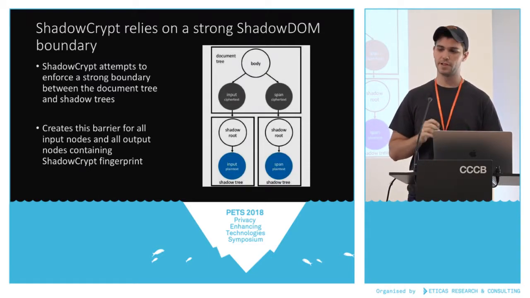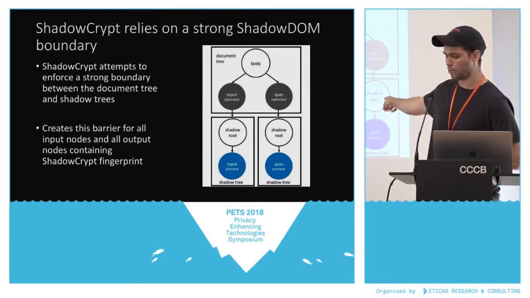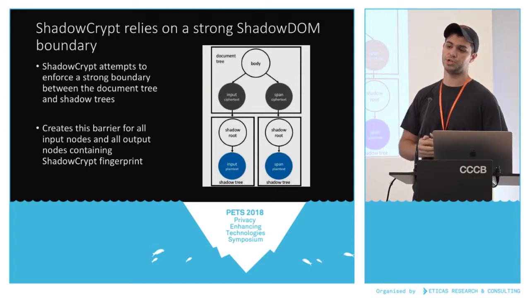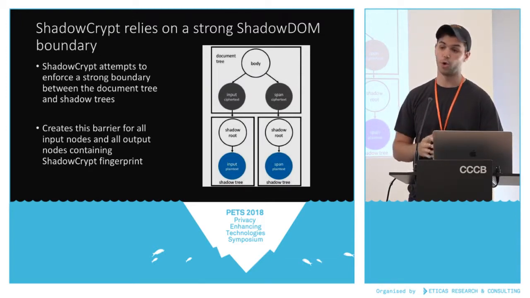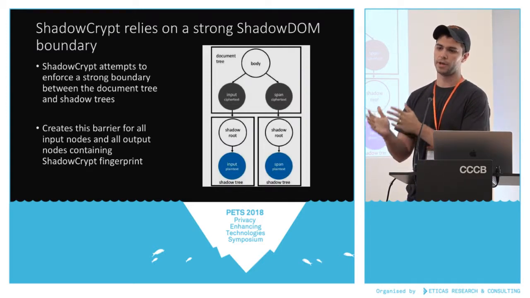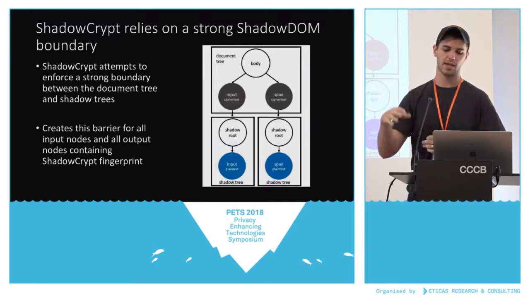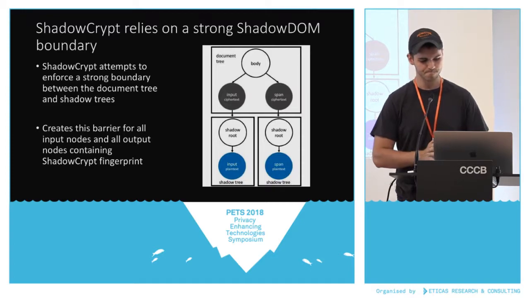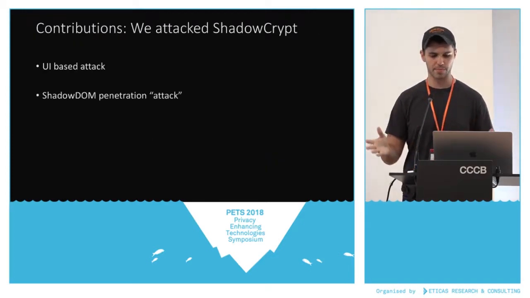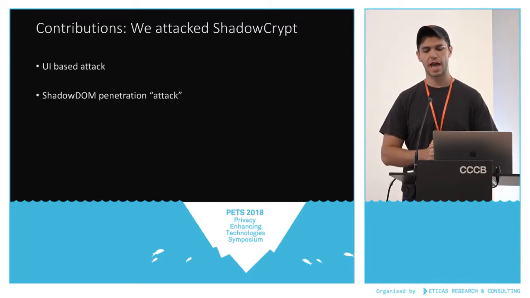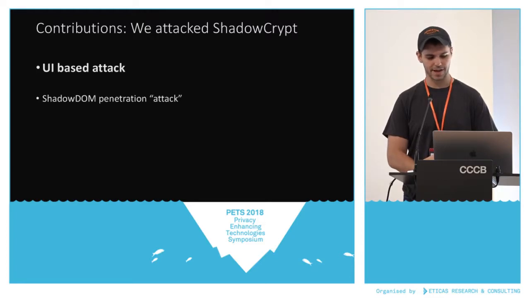So when a user is filling in their homework for that week, they'll be interacting with that bottom blue square, and the gray square, which the web application actually has access to, would only see the ciphertext. And all the encryption would happen within the shadow tree. And similarly, for any output, ShadowCrypt would recognize, oh, this was encrypted. Let me create a shadow tree in order to do the decryption and actually display the plain text. So that's what ShadowCrypt does, and our paper is attacking ShadowCrypt. So we have a UI-based attack, as well as a Shadow DOM penetration attack, and I put attack in quotes for reasons that I'll explain later.